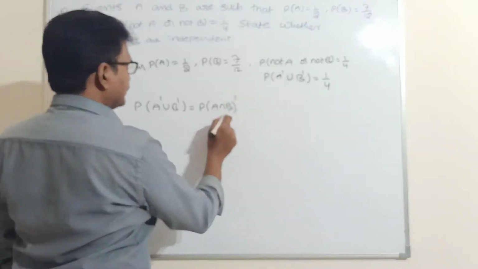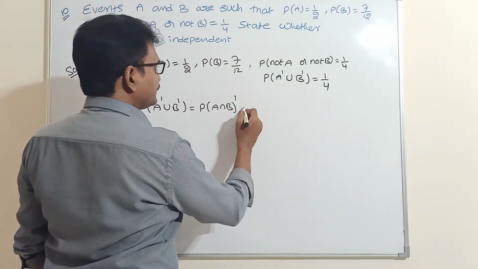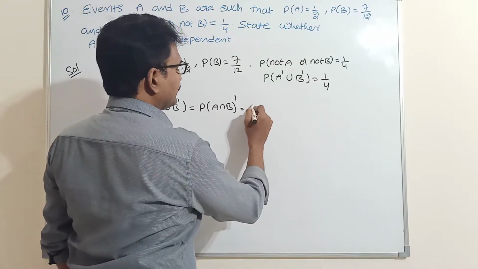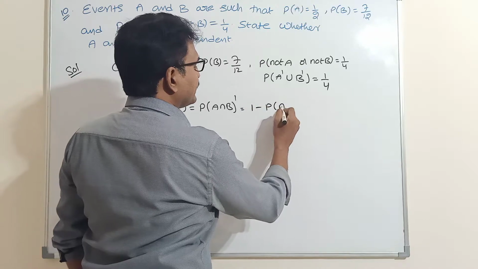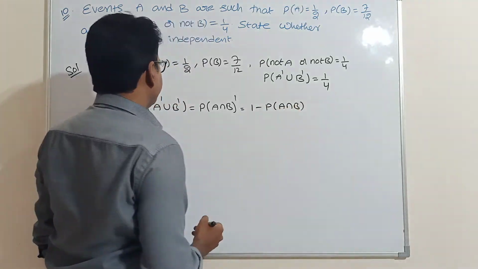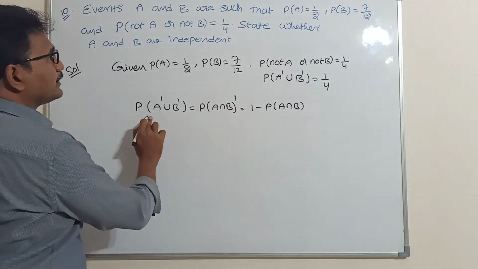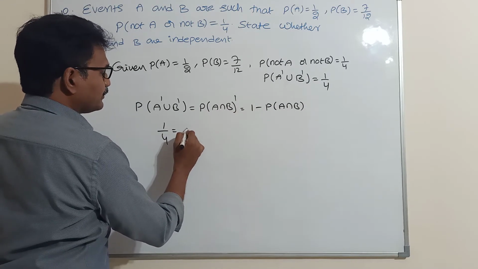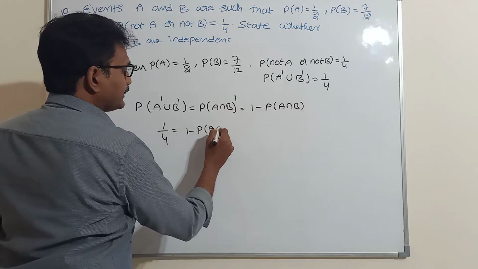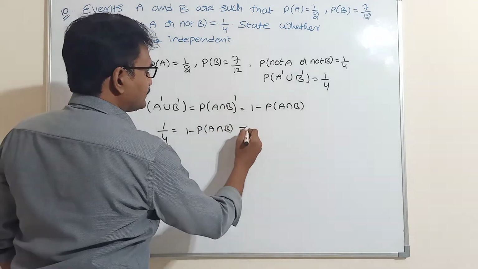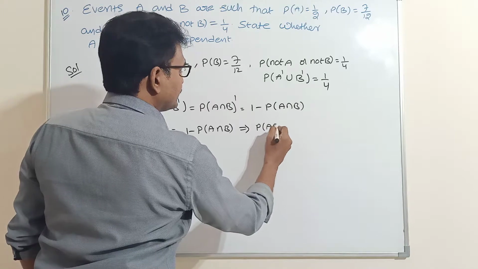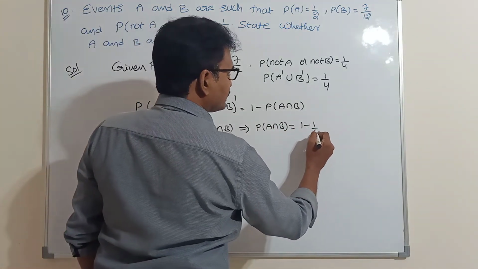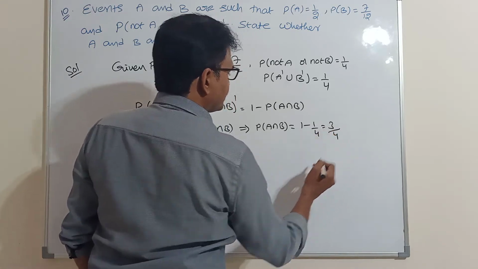This is the formula for A dash union B dash. So, according to De Morgan's law, P of (A intersection B) whole dash means 1 minus P of A intersection B. This value is given. P of A dash union B dash value is 1 by 4, which is equal to 1 minus P of A intersection B. So, P of A intersection B is equal to 1 minus 1 by 4. 1 minus 1 by 4 is 3 by 4.